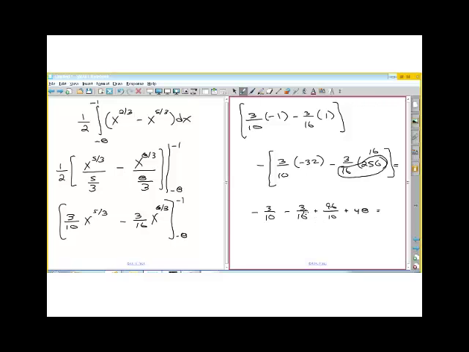Okay, there we go. So again, we're doing this as fractions, so we have to find a common denominator. What's the common denominator we have? Well, 10 is made up of 2 and 5, and this is made up of 2 times 2 times 2 times 2.